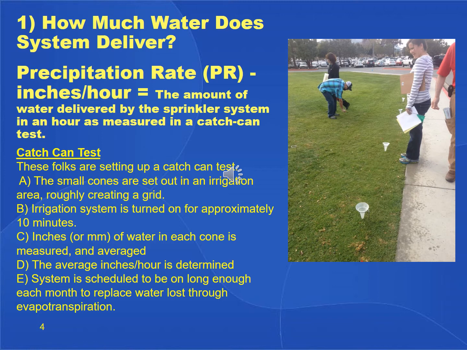And then we multiply that by 6, since we had our irrigation system on for only 10 minutes, and we want to get inches per hour. 6 times 10 is 60 minutes, so we want to convert that to inches per hour, and the average is then determined thus. And then the system is scheduled to be on long enough each month to replace the water loss through evapotranspiration. We find out here how much our system is applying, our precipitation rate of our irrigation system, first.